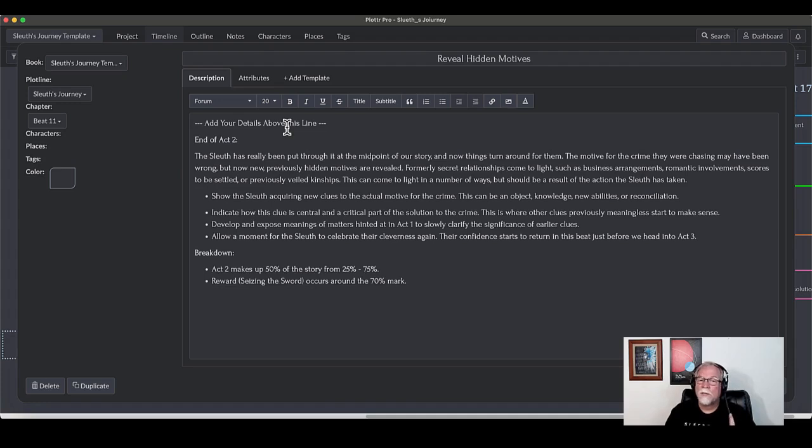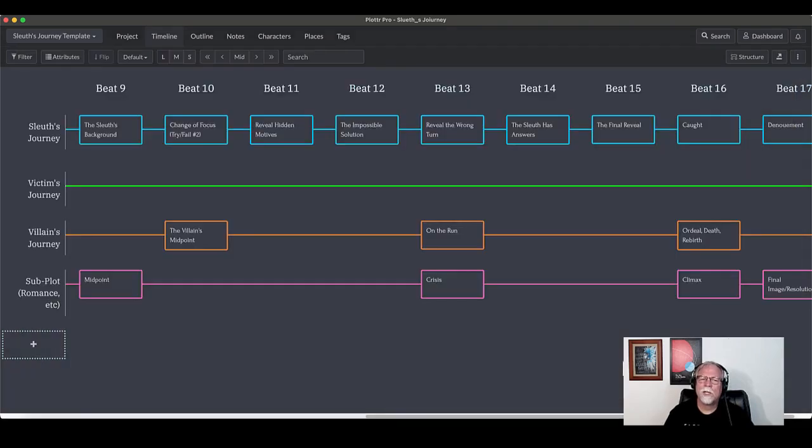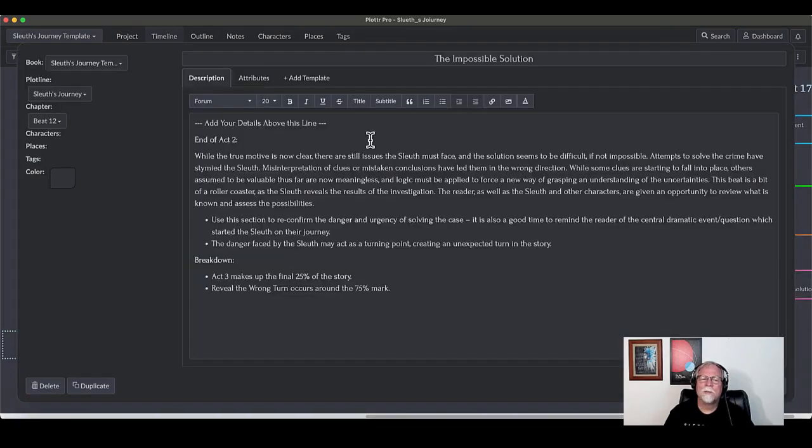Now, the detective can be and probably is wrong about why that clue is significant, but we need to hang a bell on it, make sure that the reader understands this is important. So other clues that previously didn't mean anything, now they can start to mean something in light of this clue. Even if the detective is still wrong about exactly what they mean, we know that they come together to mean something. So this is another moment to allow the detective to just celebrate their cleverness. I am so clever, and I'm on the road to this story because we're going to mess with them really hard, because the next thing that we're going to move to is the impossible solution.